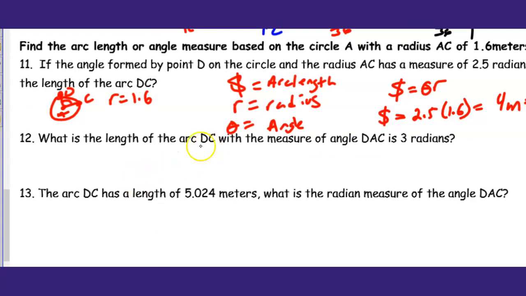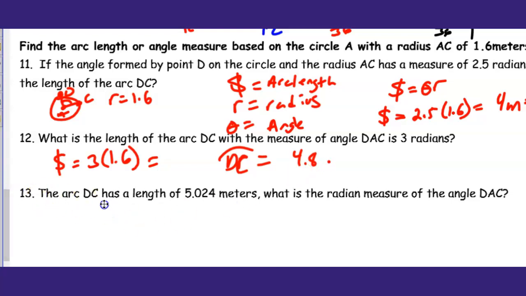All right, here, what is the length of arc DC with the measure of angle DAC is 3 radians. So again, same equation. Theta, we know what theta is, 3, and we know the radius is 1.6. So in this case, our DC will be 4.8.